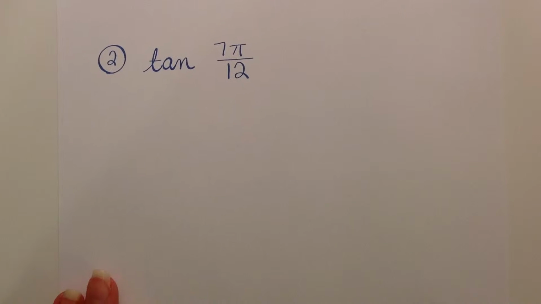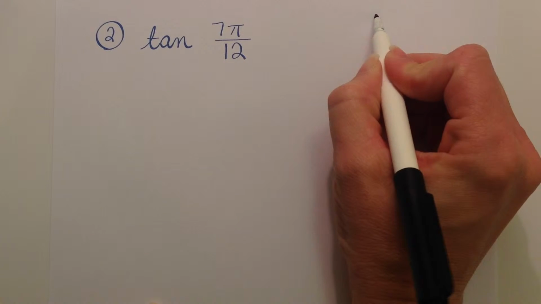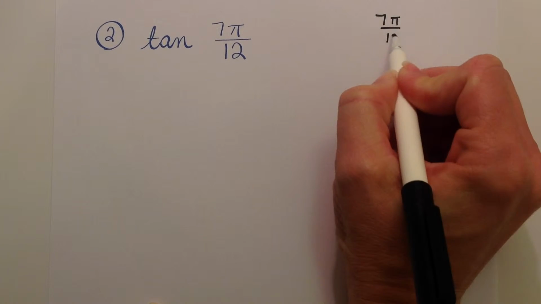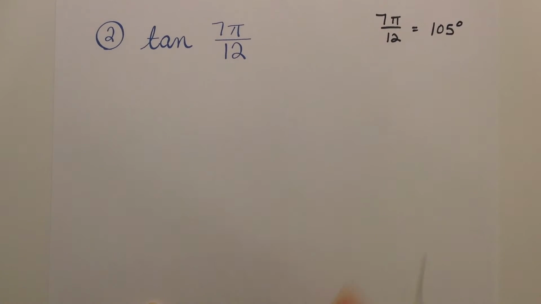We're going to take tangent of 7 pi over 12. Now the first thing that you might want to do here would be to change the 7 pi over 12 to degrees, just so you can figure it out a little bit easier. But 7 pi over 12 is equivalent to 105 degrees.